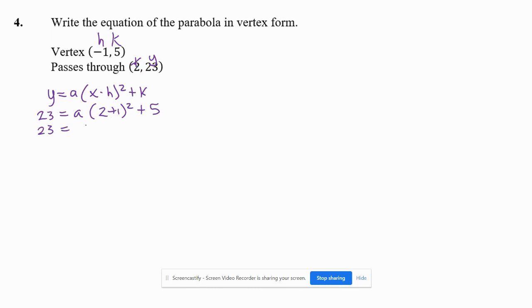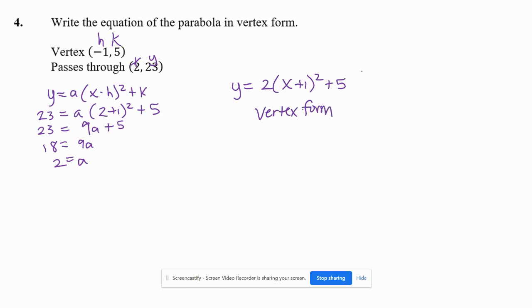All right, so 2 plus 1 inside the parentheses is 3. 3 squared is 9. 9 times a gives us 9a plus 5. If we subtract 5 from both sides, we get 18 is equal to 9a. If we divide both sides by 9, you get a is equal to 2. So then we can finally plug it back in. It's going to be y equals 2(x plus 1) squared plus 5. That is vertex form and what we were looking for.